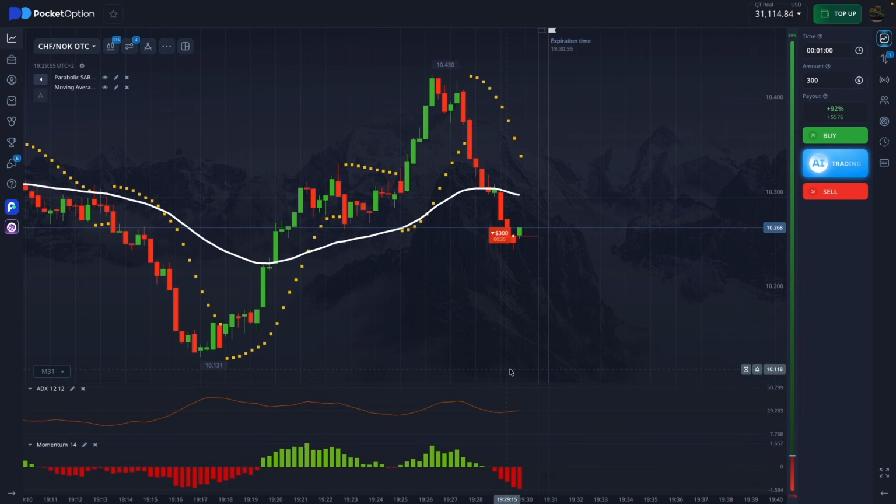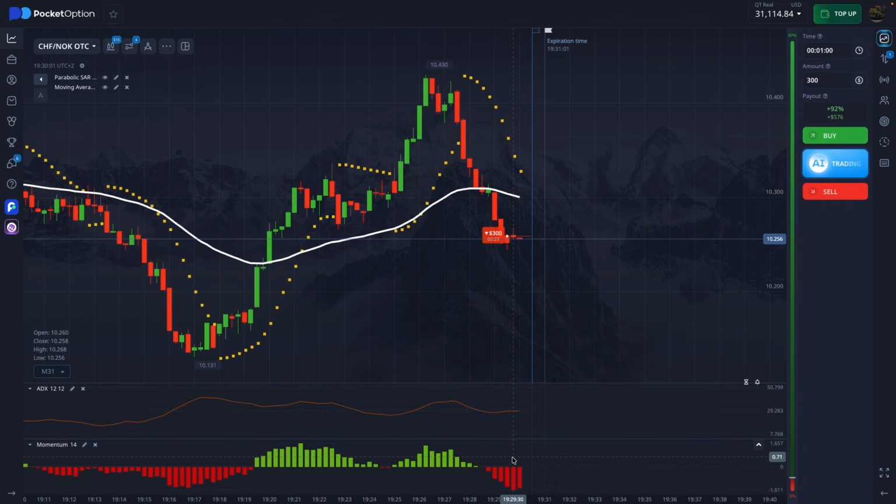After that, I received the final confirmation from the momentum indicator as I saw at least 4 red bars, after which I entered into a down trade. This is how I apply signals for a down trade using this strategy.